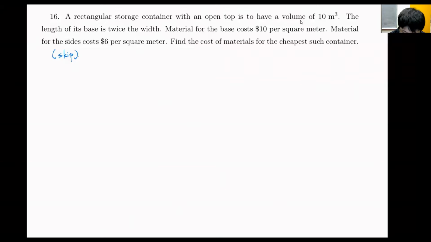Notice that in this problem, we are looking for the cost. We are not looking for the dimensions anymore. So when you formulate your answer, please make sure you answer the correct question. Now let's draw a container.